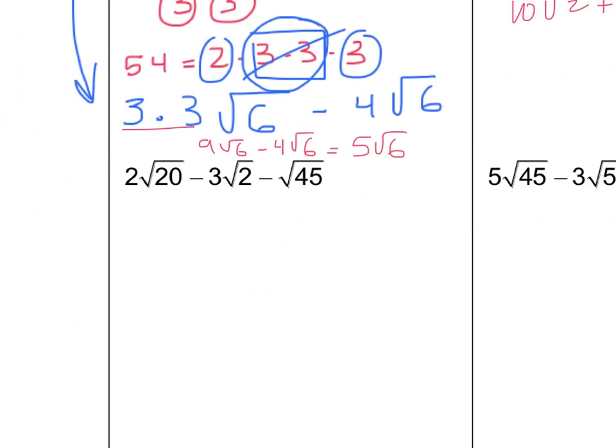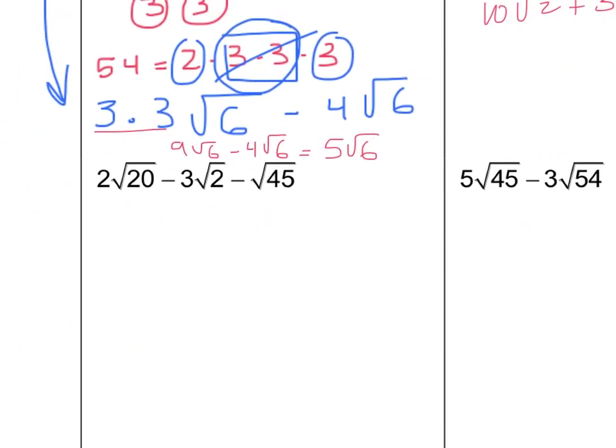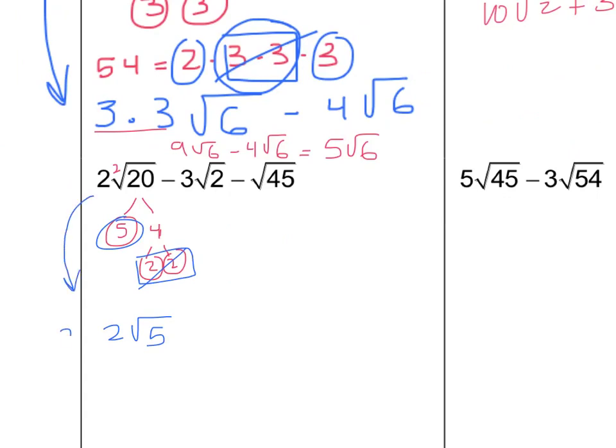Now let's move on to this one. 20 is 5 times 4, and 4 is 2 times 2. So again, the index so far has been a 2, so anything that's in groups of 2, they leave the building. So those leave, and this stays. So radical 20 then is 2 radical 5, and don't forget to copy this 2 down, so 2 times whatever radical 20 is, minus 3 radical 2.